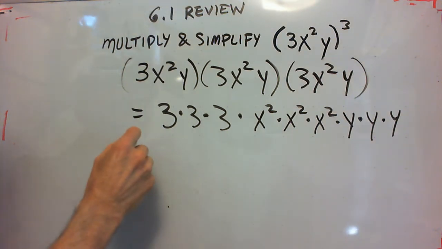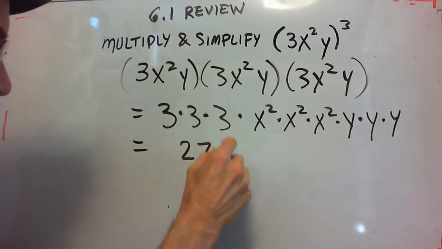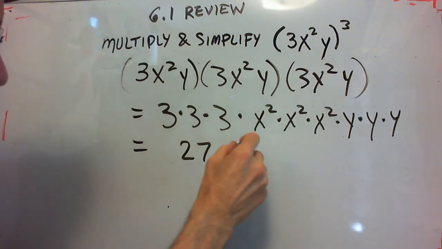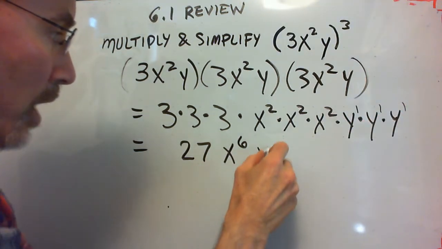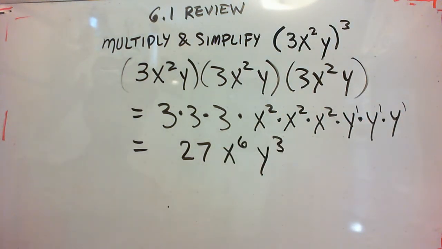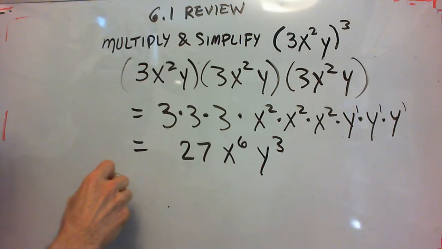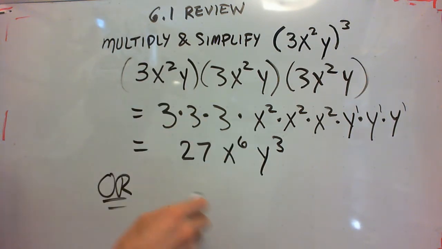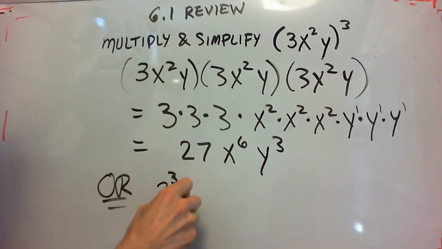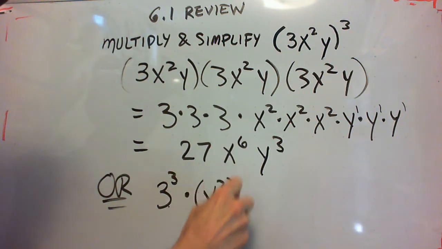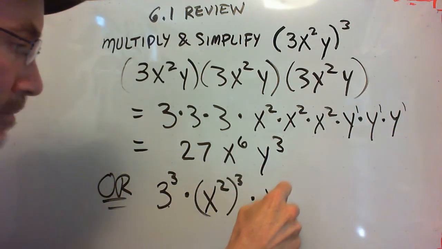Now if we do it that way, we get 3 times 3 times 3 is 27. X to the 2 plus 2 plus 2 is x to the sixth. Y to the 1 plus 1 plus 1 is y to the third. But there's another way we can do this problem, and that uses another property of exponents. When we take the third power of that quantity, we can just raise each quantity to the third power. So we have 3 to the third, x squared to the third, times y to the third.